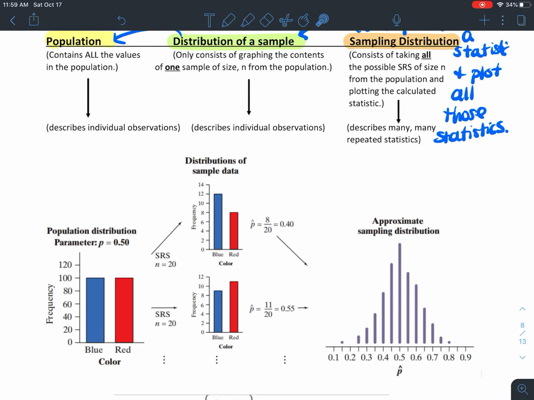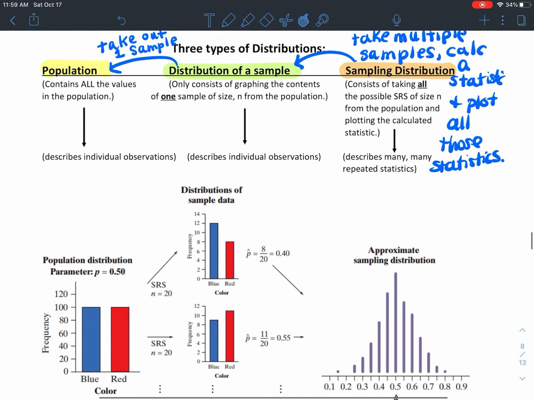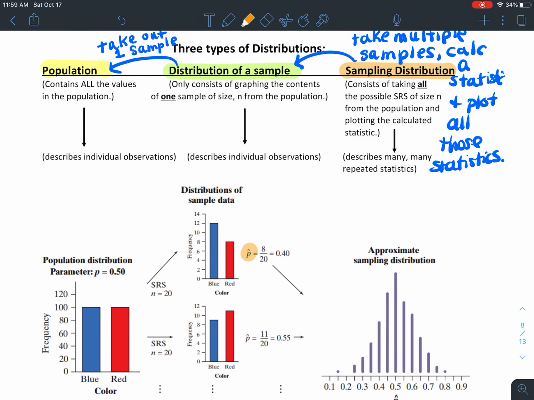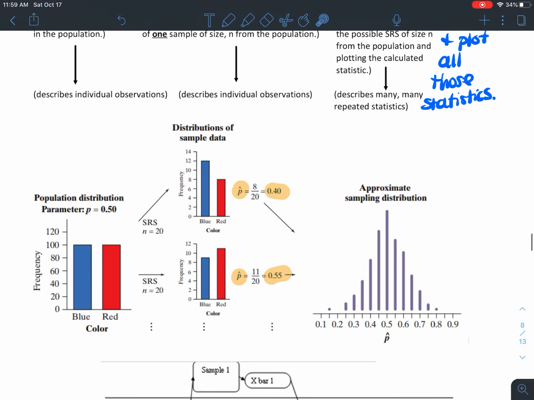On the second one, I ended up getting 11 red beads and 9 of the blue beads. So my p hat for the proportion of red beads out of the 20 was 11 out of 20, or 55%. Now, when we move over here to our sampling distribution, this is when we would repeatedly take samples, all of the same size, and then whatever we would get, like p hat is 40, p hat is 55, we would come over here and we would be plotting the p hat values.